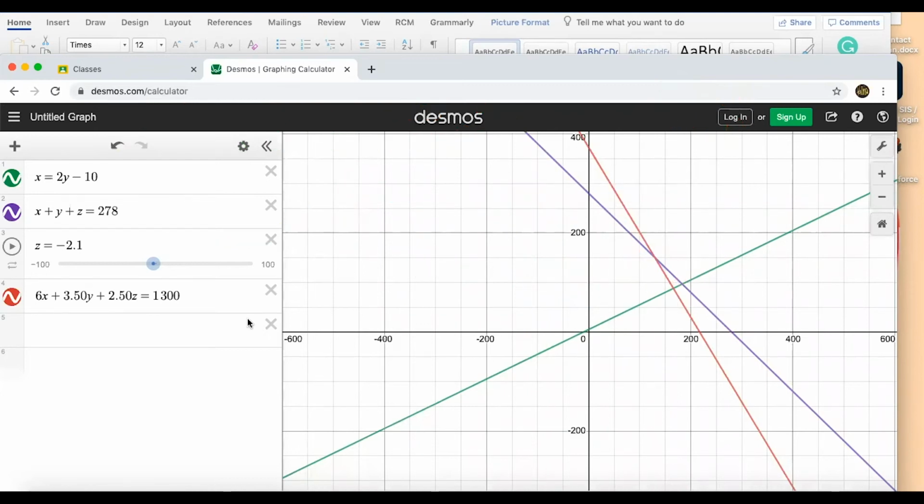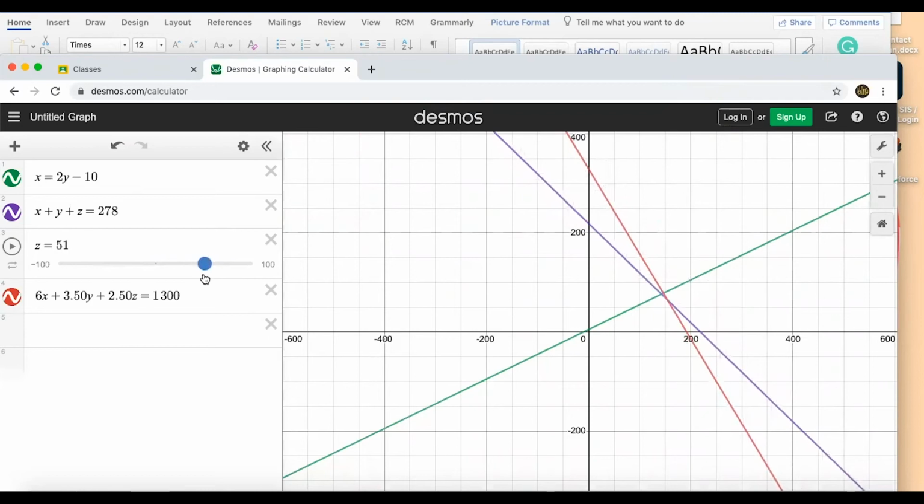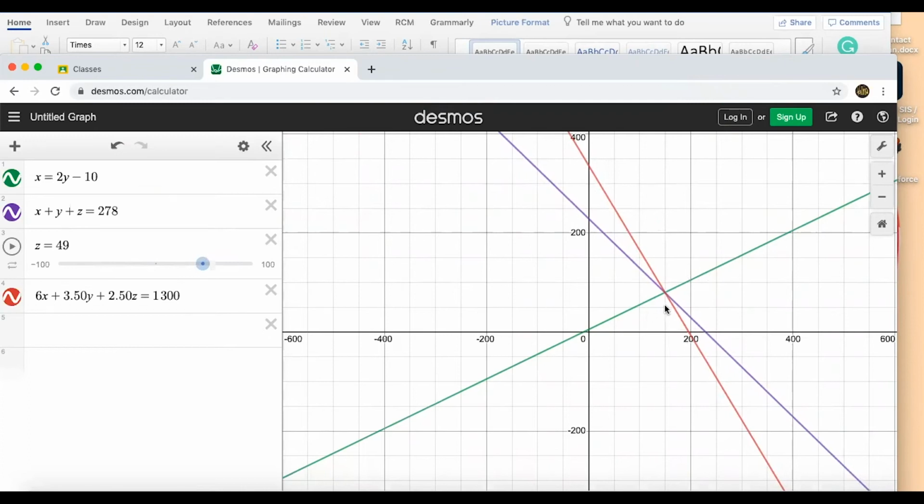So you're going to move the green one. You're going to move the slider until it gets on top of the, so right there. Try to look for all the 3 of them intersecting on the same point. So it looks good, right? So I'm gonna click on it and find the answer.